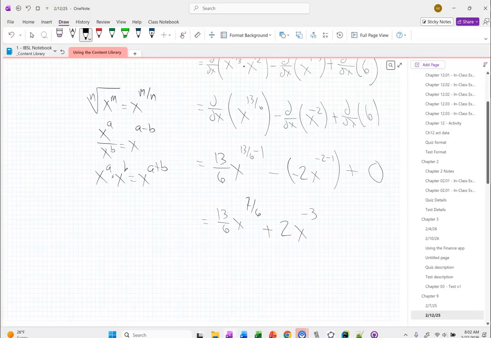Do you have to put the plus 0 or no? You do not need the plus 0. You can just drop it because if you add 0 to anything, it doesn't do anything. It's not wrong to put it there, but it's unnecessary.